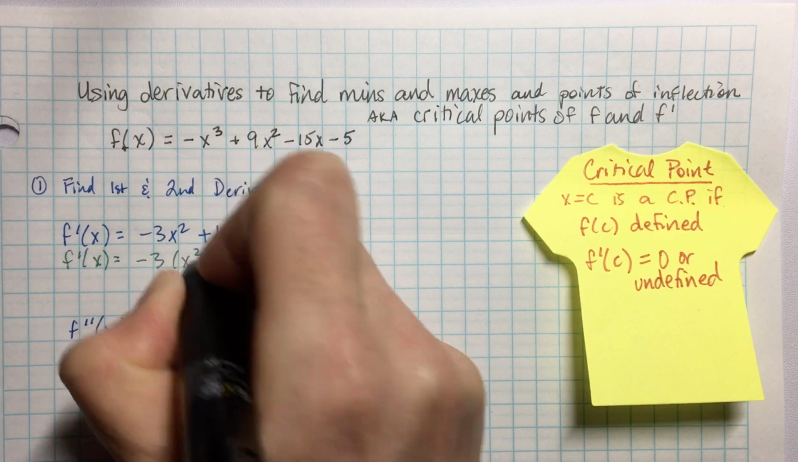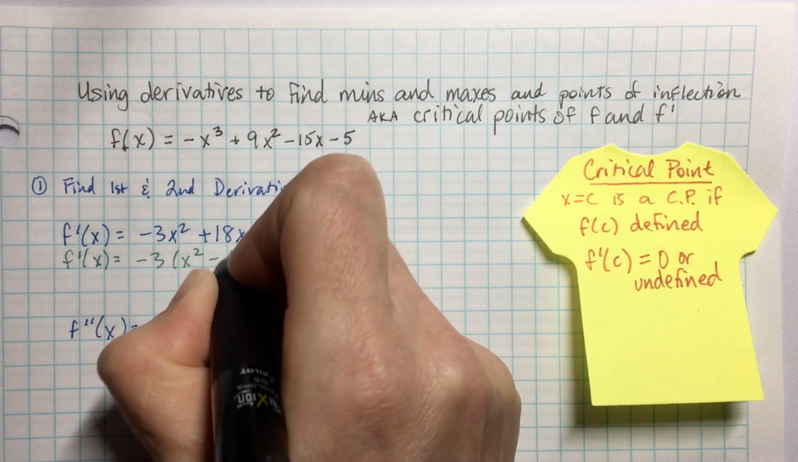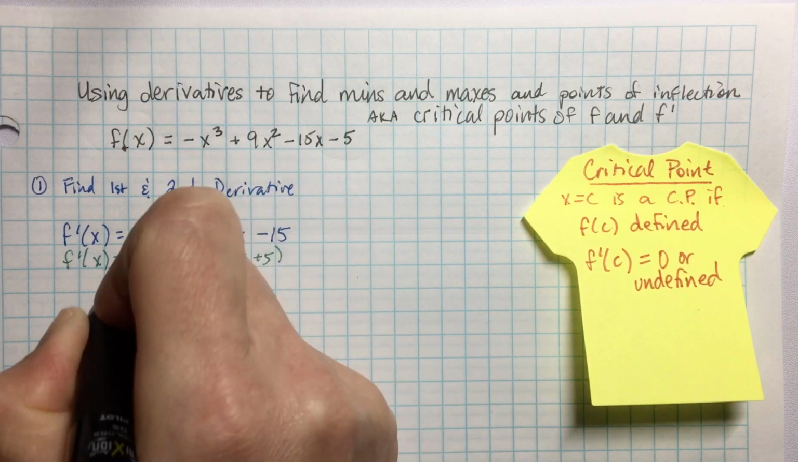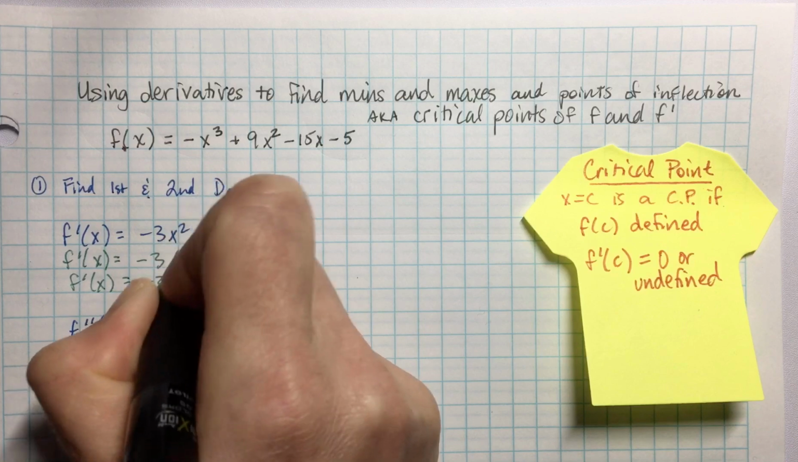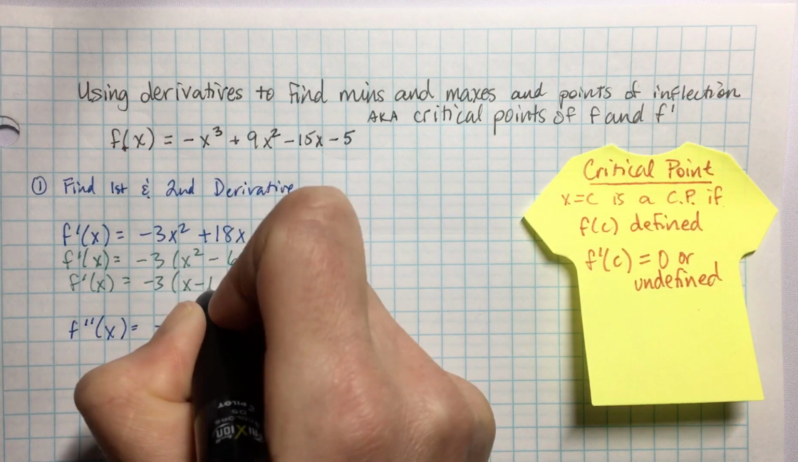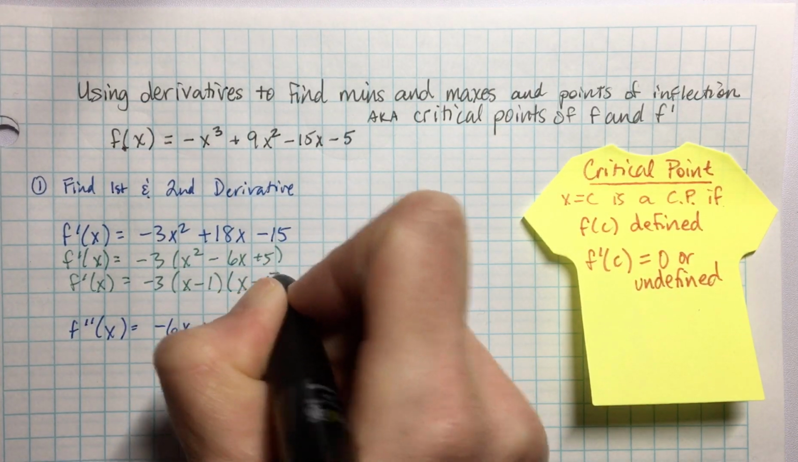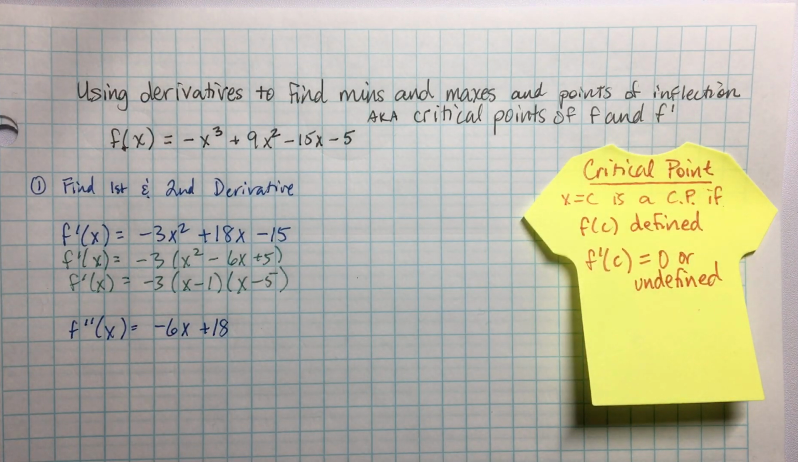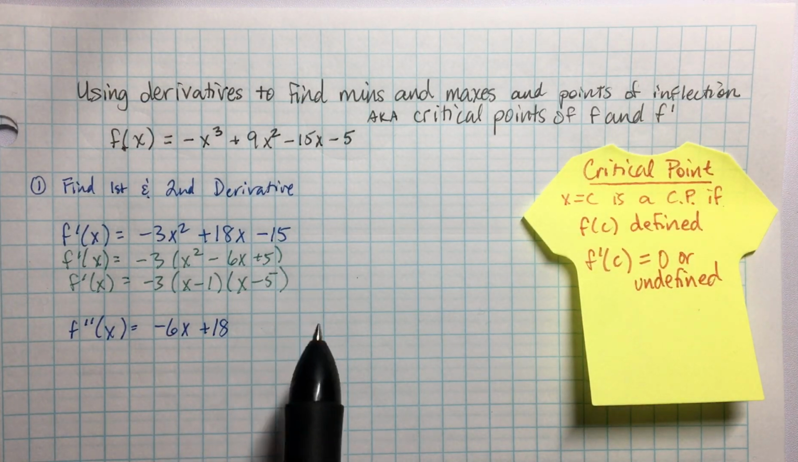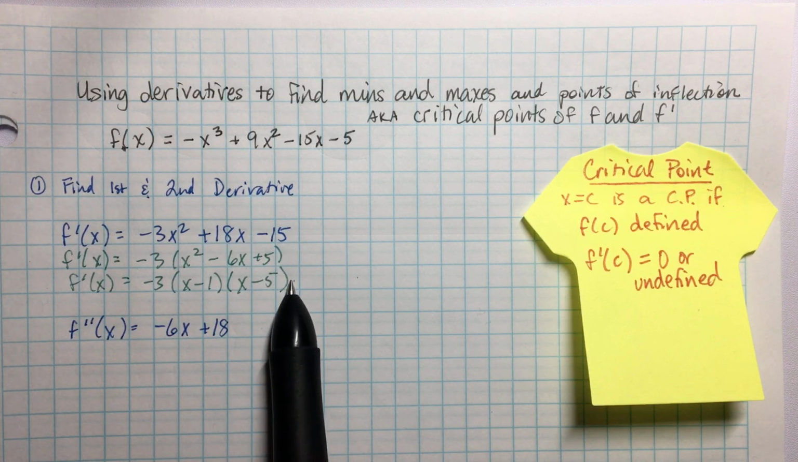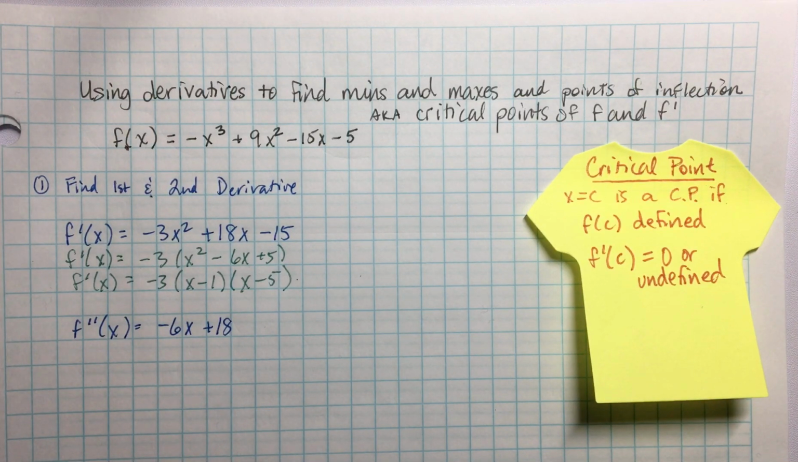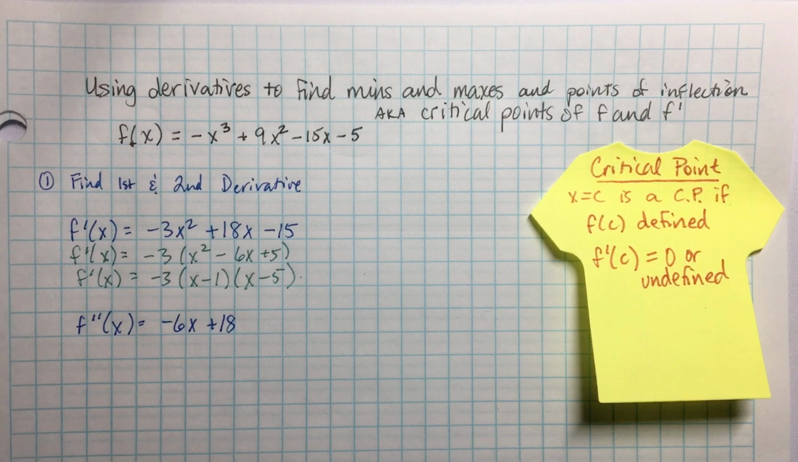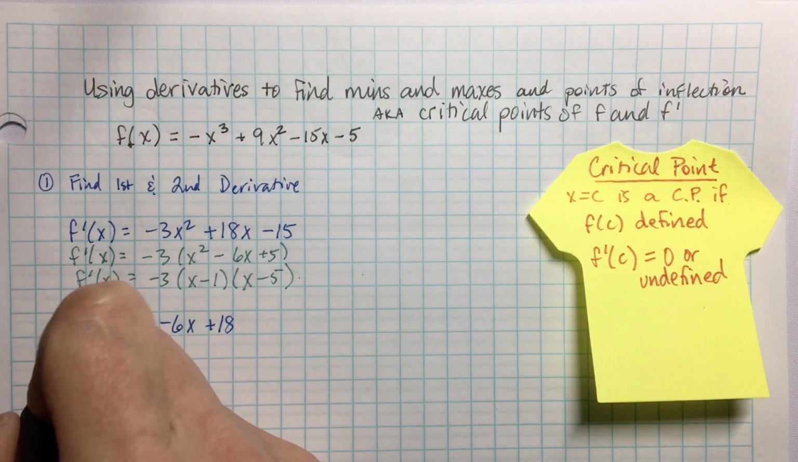So if I pull a negative 3 out, I have x squared minus 6x plus 5. And then I can factor that quadratic and get x minus 1 and x minus 5. So here's our very usable version of our first derivative as a factored quadratic. And then we have our second one. Second step is going to be to find where our first derivative is 0.